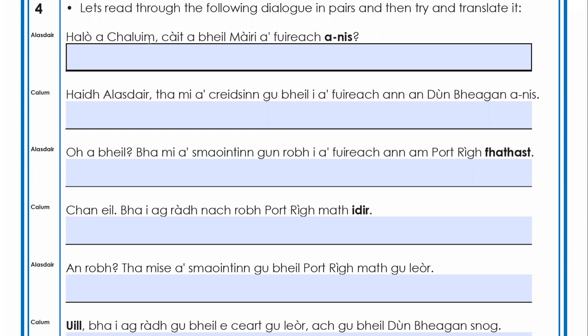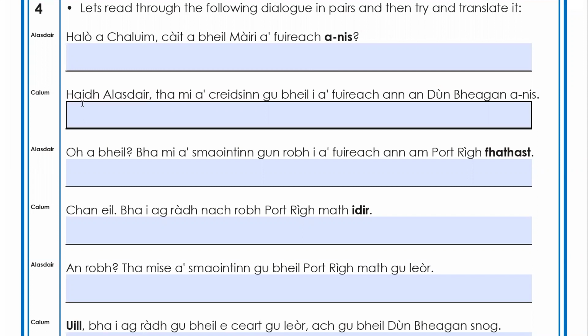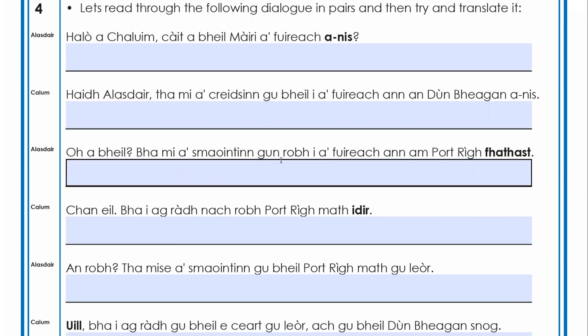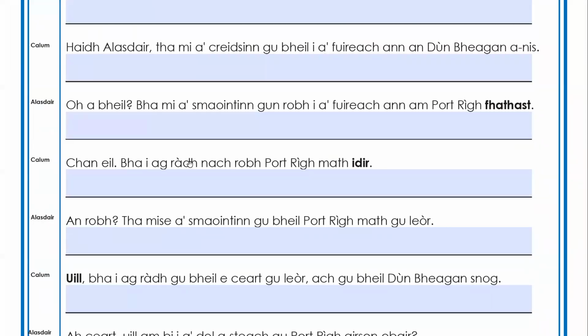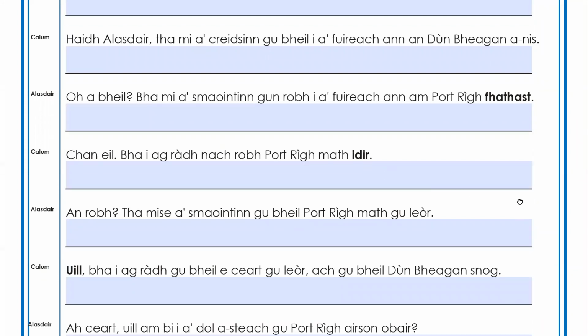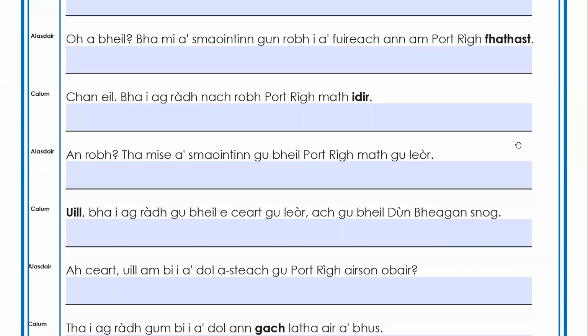So, hello Callum, Cato Maria Fudach Anish. Hi Alistair, ha mi a creidsinn gyfali Fudach yn y dynfegin Anish. O fel, fa mi a smooching gynoi Fudach yn y borstri iddi hast. Chaniel, fa gra nach ro porstri ma idydd. Yn ro, ha mi eisiau smooching gyfal porstri ma gylior.